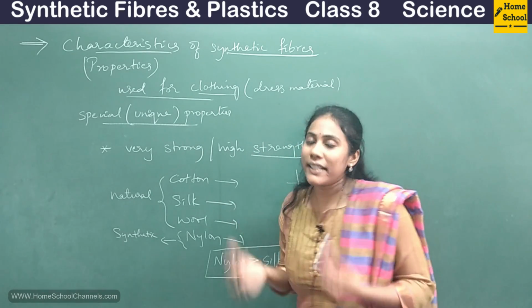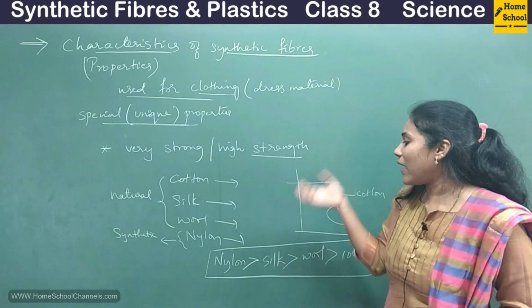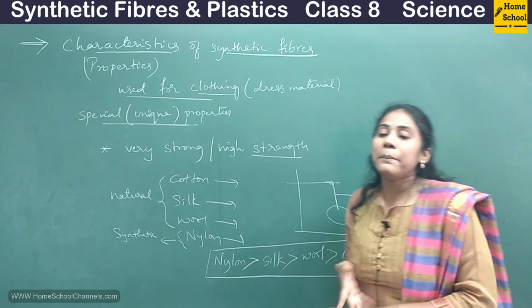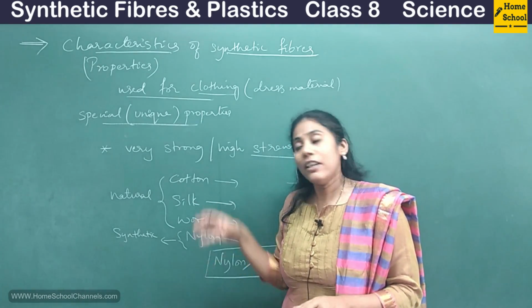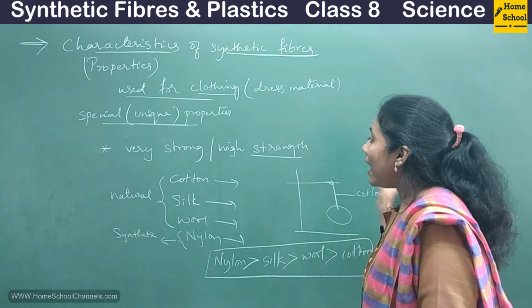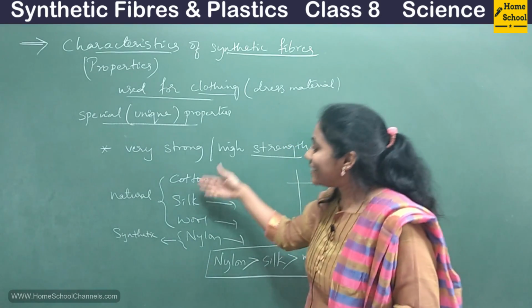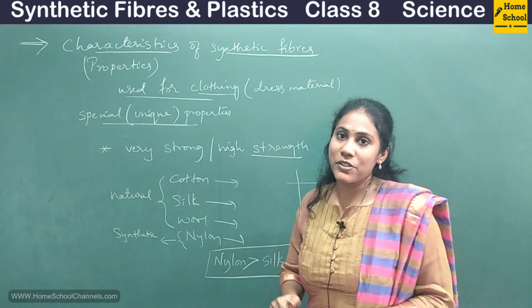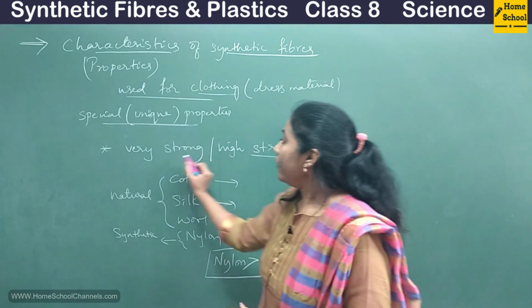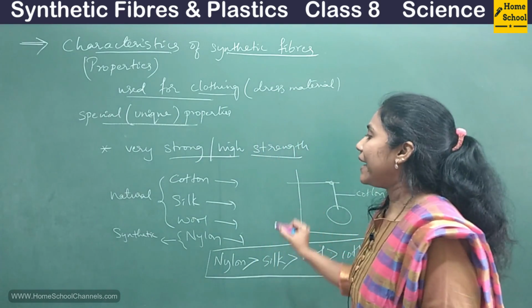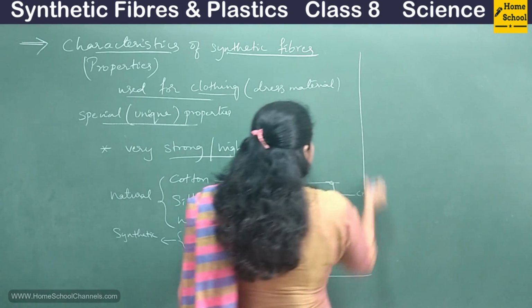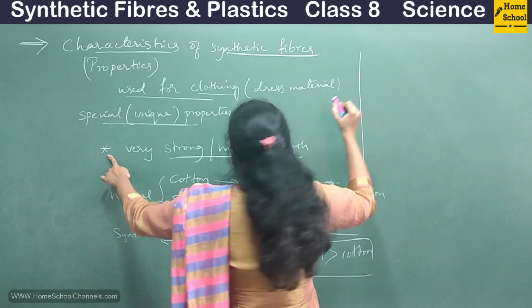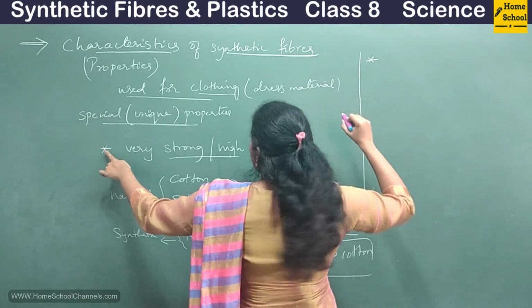All over, what I can say is all synthetic fibers, not only the nylon, it can be a rayon, it can be a polyester, or it can be acrylic. All synthetic fibers are stronger than our natural fibers. Okay, so this is a really very, very important characteristic of synthetic fibers. So now let us move on to other properties, right? So this is our first property.